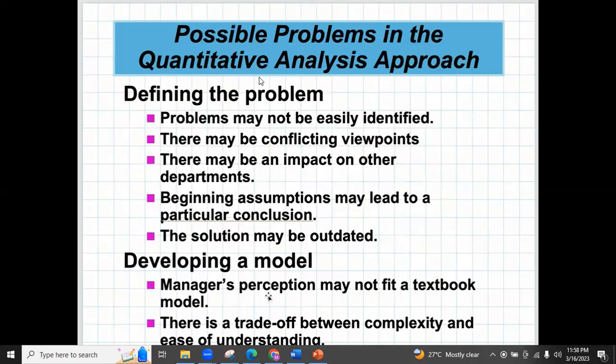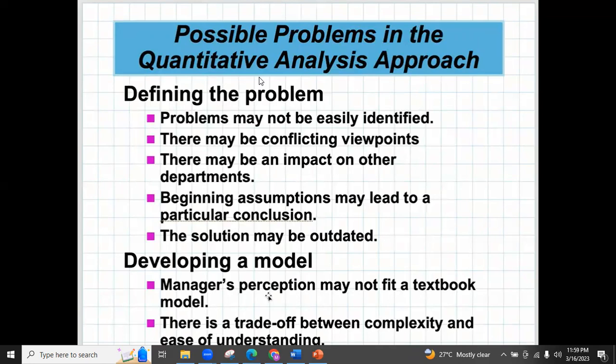To sum up this chapter, possible problems in a quantitative analysis approach: Problems may not be easily identified. There may be conflicting viewpoints of what it is you're actually trying to solve. Like we said earlier, you have to resolve all of that ahead of time. There may be an impact on other departments or other functional areas in which you're going to have to involve them. The beginning assumptions may lead to a particular conclusion. Those beginning assumptions could change over time, so you have to be aware of that. The model is only as good as the assumptions that you have still apply.